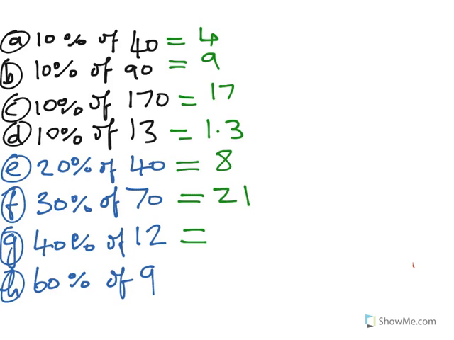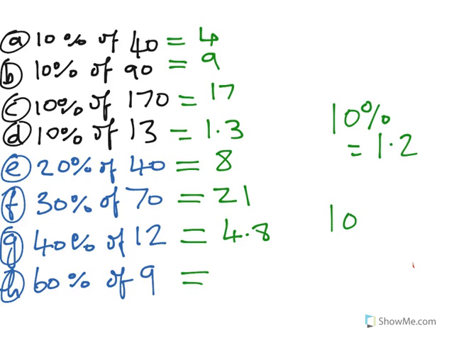40% of 12, well 10% of 12 is 1.2, and I would multiply that by 4, so 1.2, 2.4, 3.6, 4.8, you can use your 12 times tables. And 60% of 9, well 10% of that would be 0.9. 9 times 6 is 54, so 0.9 times 6 would be 5.4.